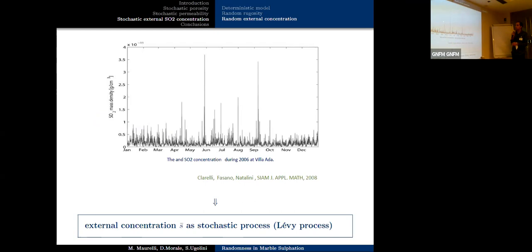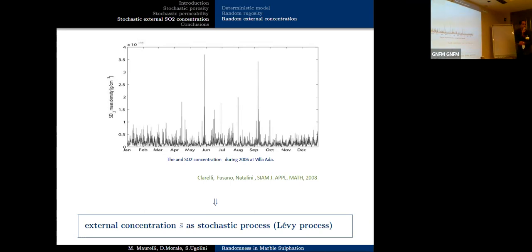In particular, you can see that in most of the days, this is below 1, or often even below 0.5, but there are some peaks. Not too many, I would say, about 10 peaks are higher than 1. Actually, in this paper, this data is put into the model considered here, but not in the model of sulfation that I presented before. Anyway, it makes sense for us to describe the external concentration S bar as a stochastic process.